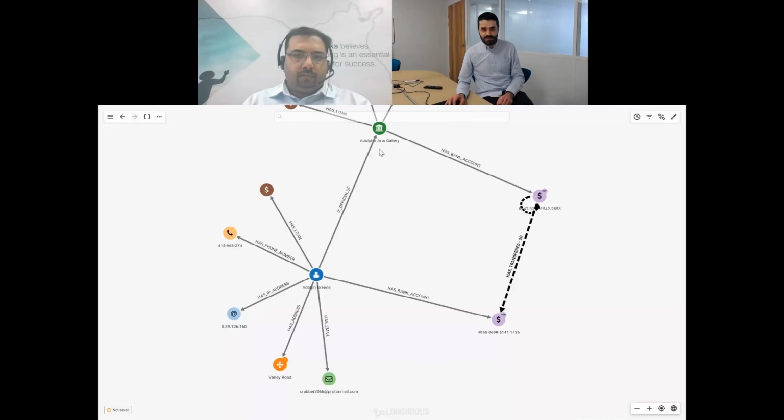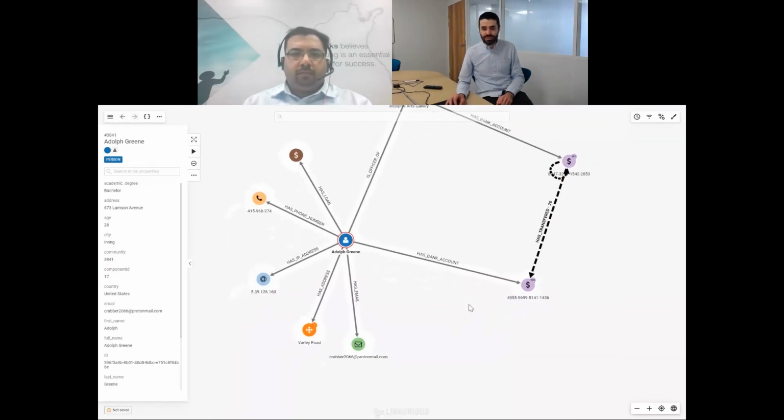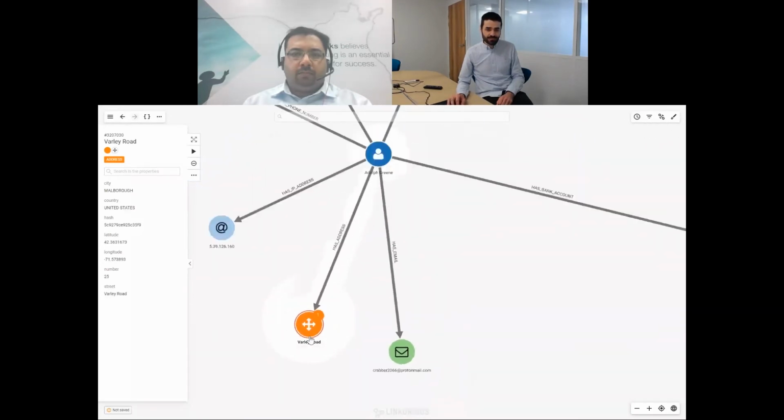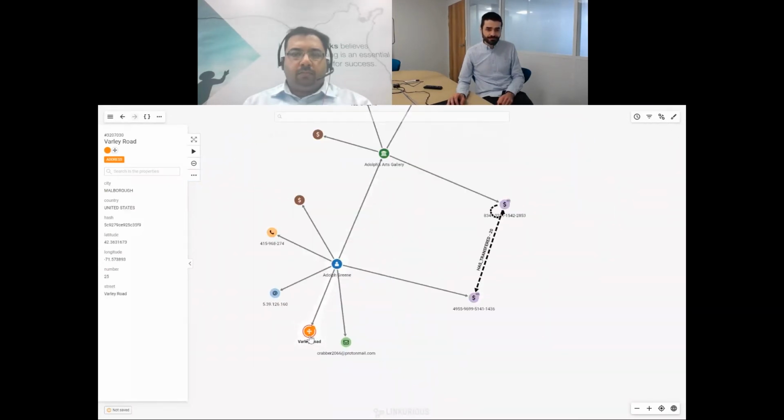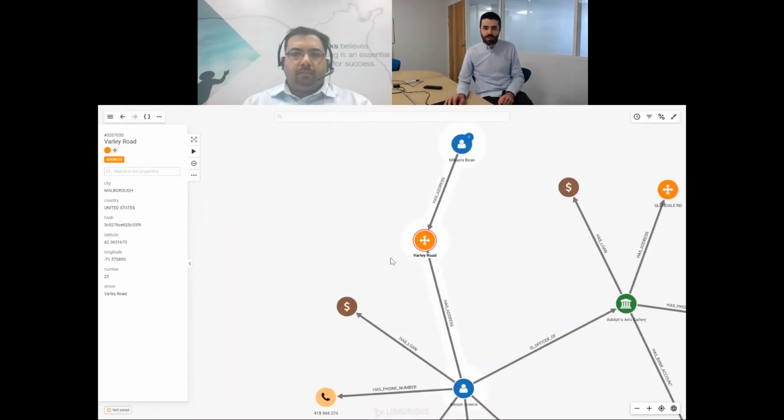So we have pivoted from Adolf's Arts Gallery. We have identified the company owner. We have identified that there are some transactions involving both parties, but nothing really suspicious about that. What's interesting, though, is the fact that this guy is connected to an address that seems to be shared with another entity. I can go ahead and double-click, and we see another person pop up.